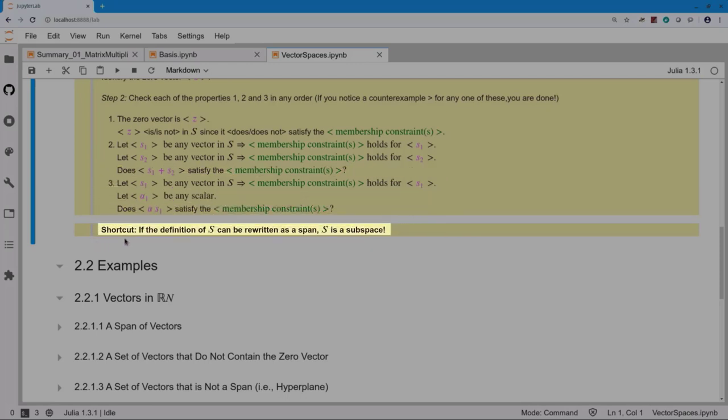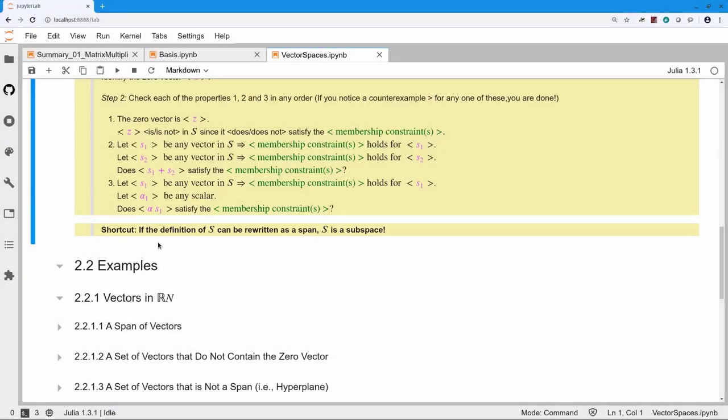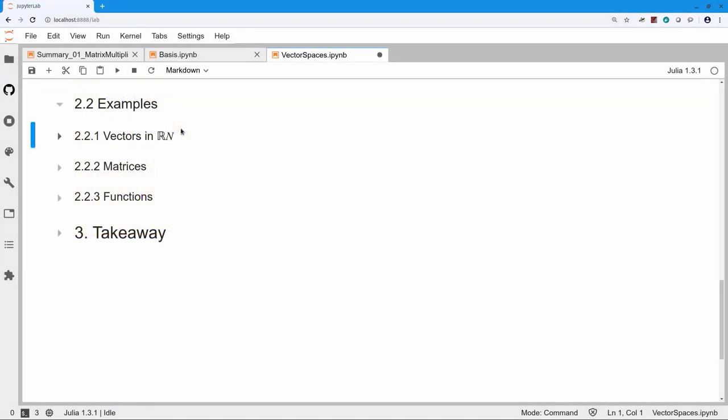Turns out there's a shortcut. The moment you notice that you can rewrite S as a span, we know that a span is a subspace. We had the theorem. And so S is a span, therefore S is a subspace, and we are done. Let's go to some examples.